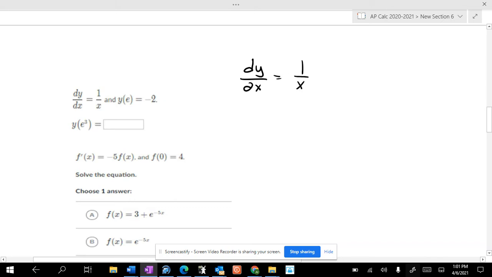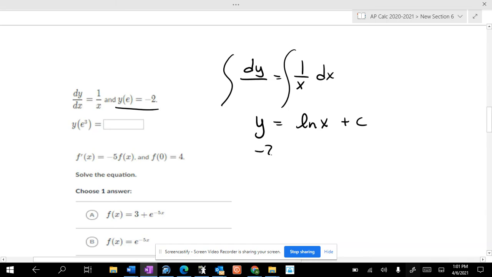All right. dy/dx equals 1 over x. What is y at e to the third? Integrate first. Well, before you integrate, move the dx to the other side. So y equals the ln of x plus c. We know that y of e equals negative 2. So negative 2 equals the ln of e plus c. Well, what's the ln of e? 1. So c must equal negative 3.